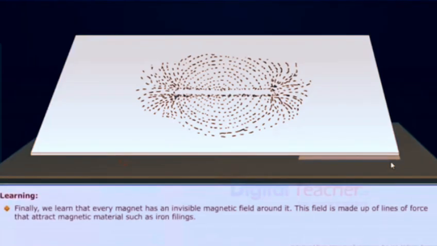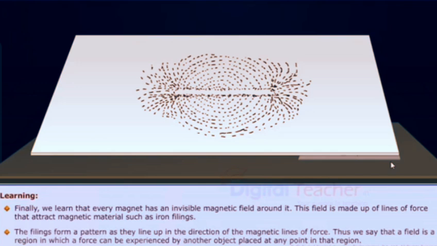Finally, we learned that every magnet has an invisible magnetic field around it. This field is made up of lines of force that attract magnetic material such as iron filings. The filings form a pattern as they line up in the direction of the magnetic lines of force. Thus, we say that a field is a region in which a force can be experienced by another object placed at any point in that region.